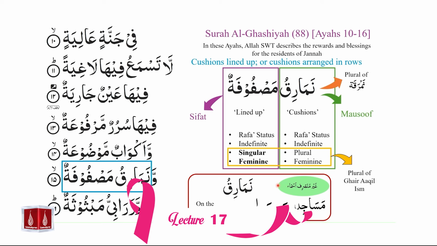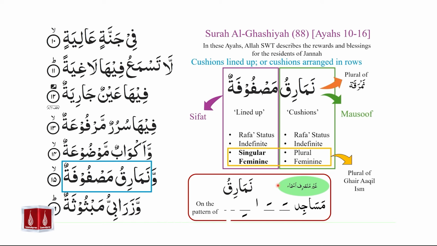We previously studied that there are certain asma that will occur on a certain pattern, and based on that pattern, we will define them as ghair munsarif. Namariqu is on the same pattern as masajid. There is a zabar on the first harf, a zabar on the second harf, alif, followed by zair on the harf after alif, and then a final blank spot. Namariqu is on the same pattern as masajid. That is why it is a ghair munsarif ism.